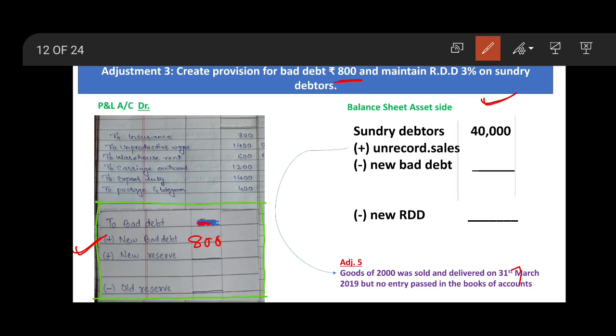Here in the question, sundry debtors is given as 40,000. New bad debt you got 800, that is deducted from debtors balance. Apart from it, in adjustment 5, it is given that 2000 goods was sold and delivered, but it was not recorded in the books of account. It means it is unrecorded sales, which is added to the debtors. So 2000 will be unrecorded sale, which will be added in 40,000. In this way, this 40,000 plus 2000 minus 800, you will get 41,200.